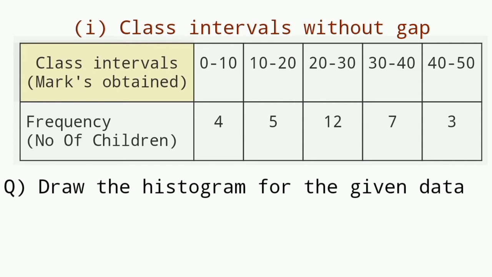Here you see the class interval 0 to 10. The second interval starts at 10, 10 to 20. The third interval is 20 to 30. There is no gap. If you get class intervals like that, how will you draw the histogram? They will give a table like this and tell you to draw the histogram.